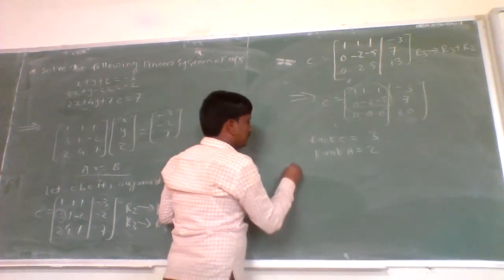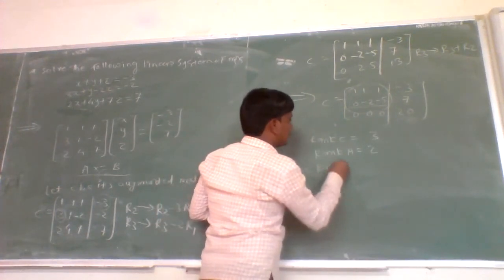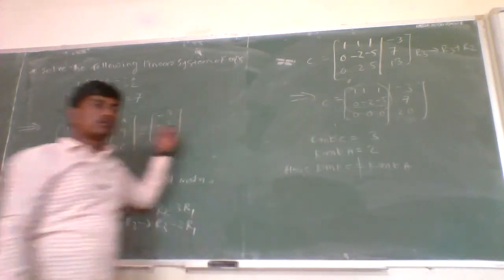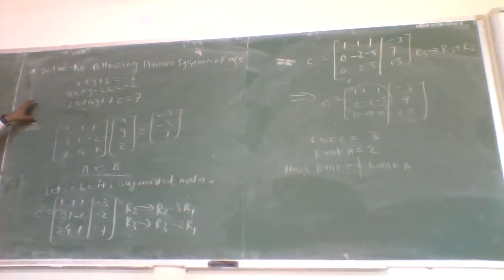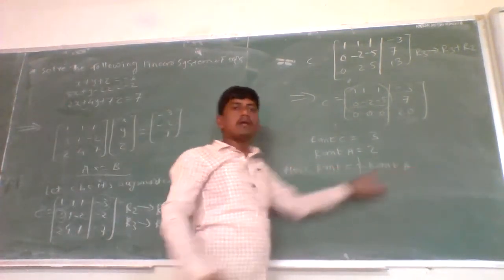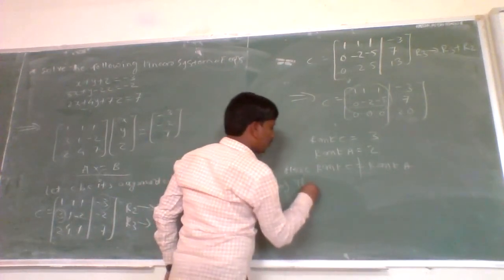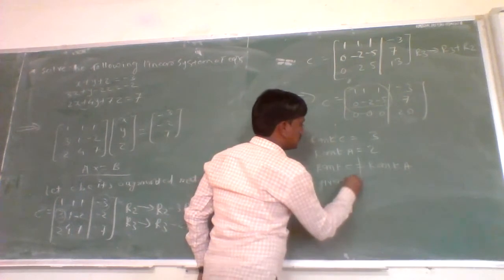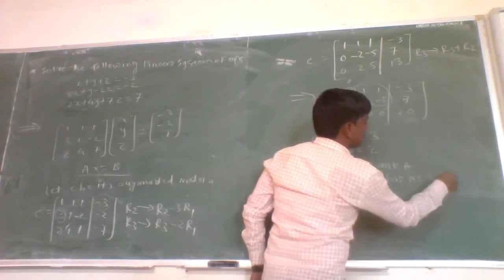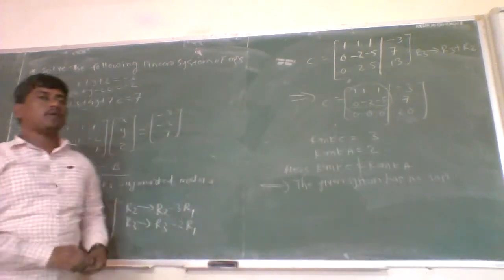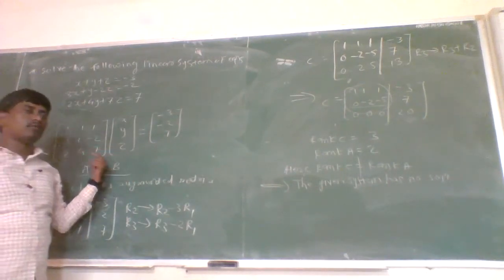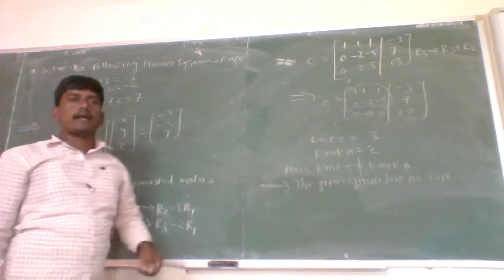So here, the rank of C, that is, the rank of the augmented matrix, is not equal to the rank of matrix A. In the solution of a system of non-homogeneous linear equations, the first condition says that if the rank of the augmented matrix C is not equal to the rank of A, then the given system has no solution. In this way, we can find out the number of solutions of any system of linear equations by the homogeneous and non-homogeneous method. Thank you for watching the lecture.